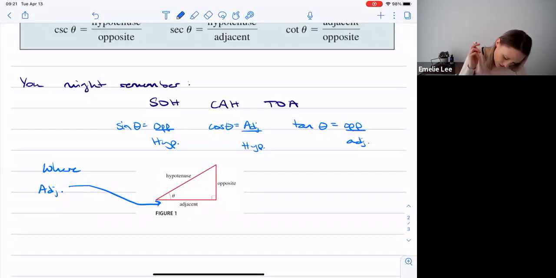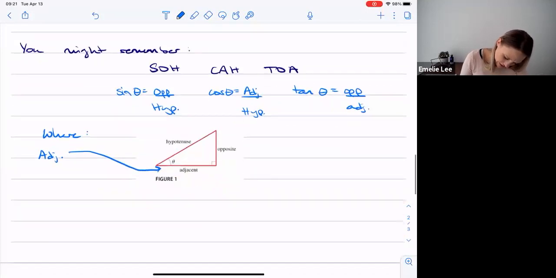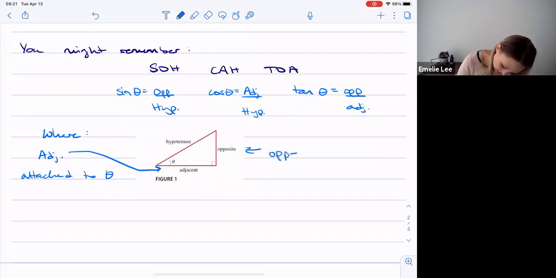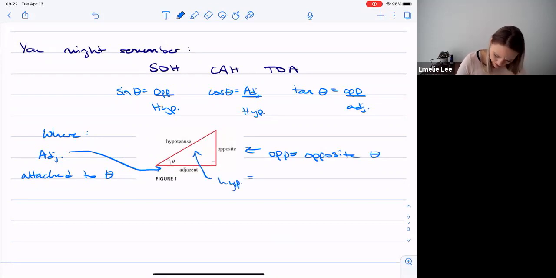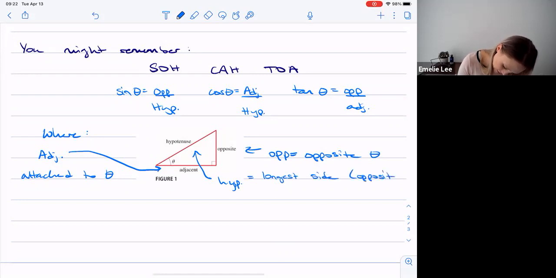So the adjacent is attached to theta, the opposite is opposite theta, and the hypotenuse is the longest side, and it will be opposite the right angle. Okay.